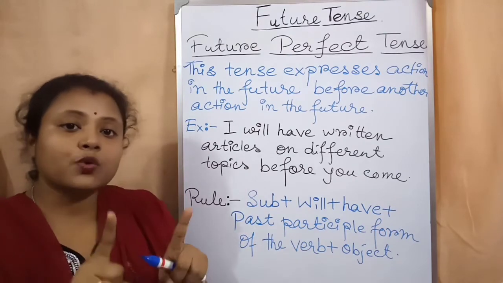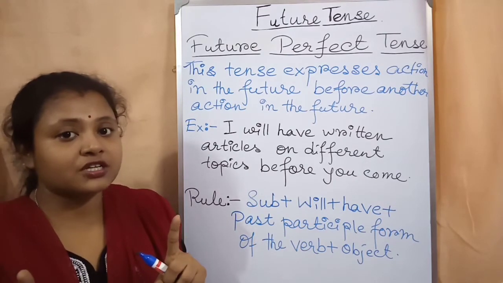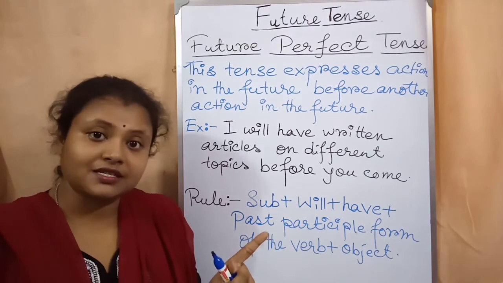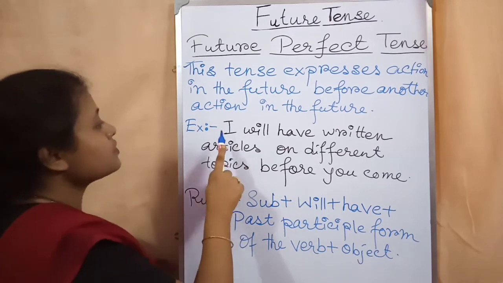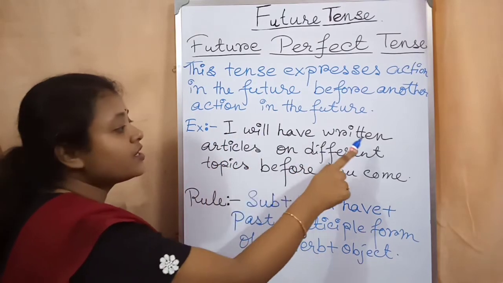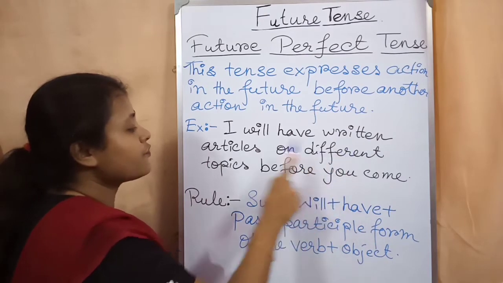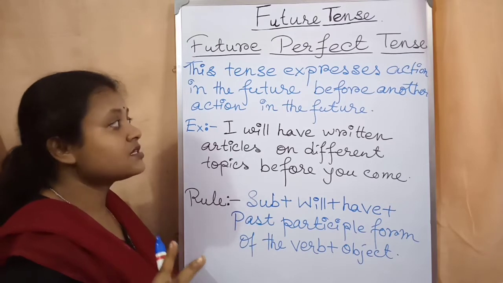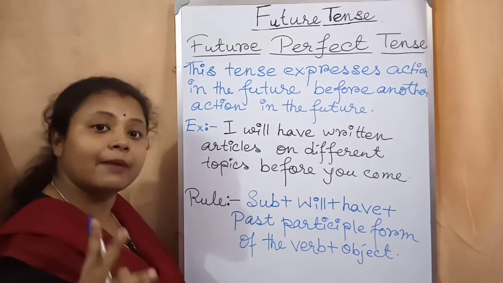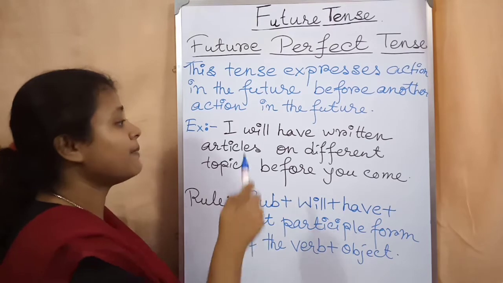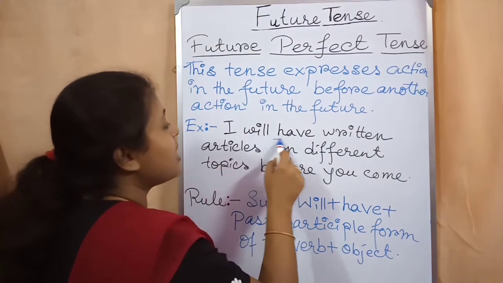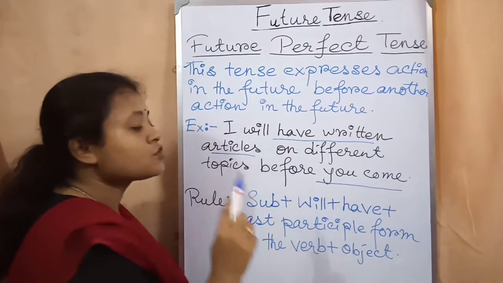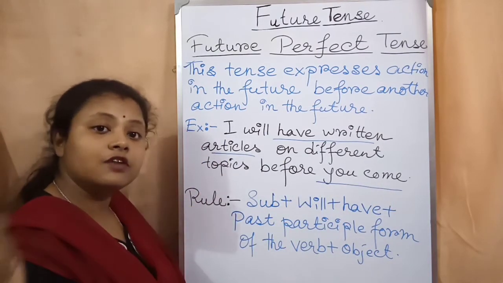So there will be two actions. For the first action, we will use future perfect tense. Okay, not for the second action. Okay, students. So here, I will have written articles on different topics before you come. So here, two actions will happen in future. What are the two things that will happen? The first thing is, I will have written articles before you come. So these two will happen in future.